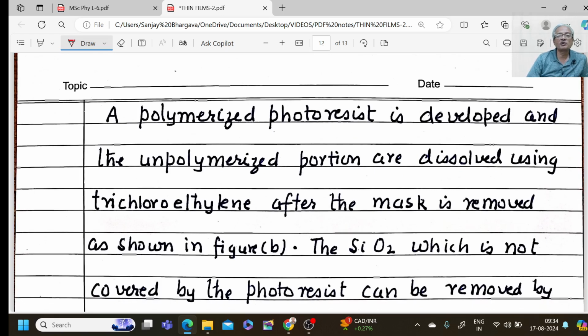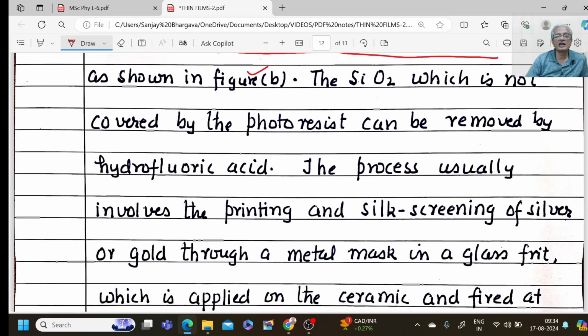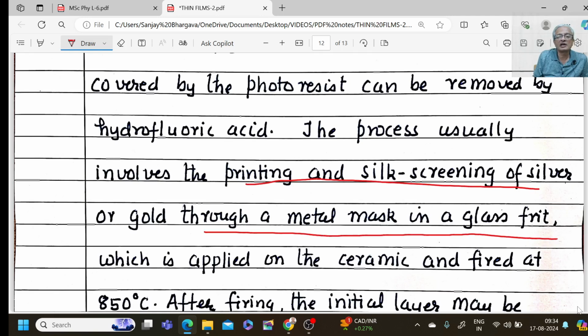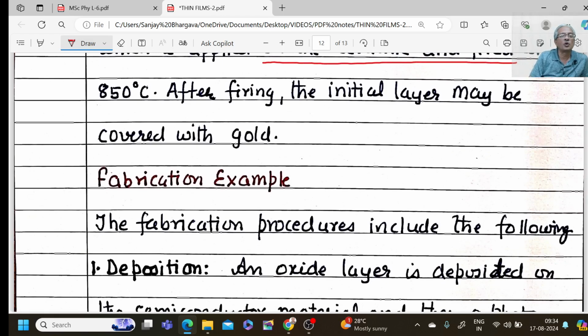The polymerized photoresist is developed and the unpolymerized portions are dissolved using trichloroethylene after the mask is removed, as shown in figure B. The SiO2, which is not covered by the photoresist, can be removed by hydrofluoric acid. The process usually involves printing and silk screening of silver or gold through a metal mask in a glass frit, which is applied on the ceramic and fired at 850 degrees centigrade. After firing, the initial layer may be covered with gold.